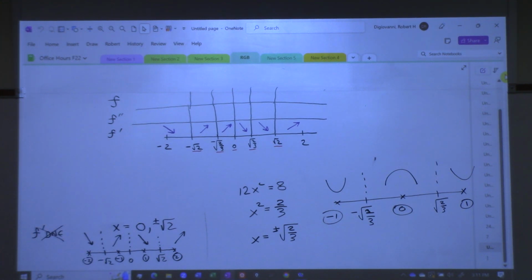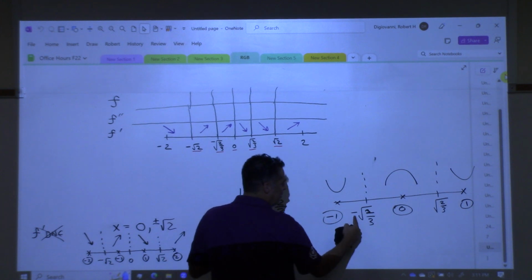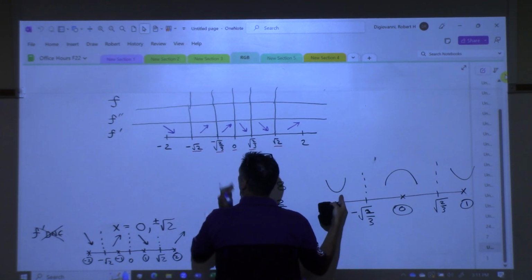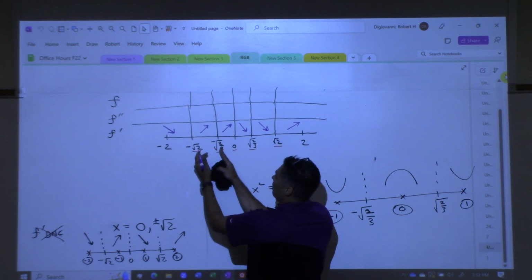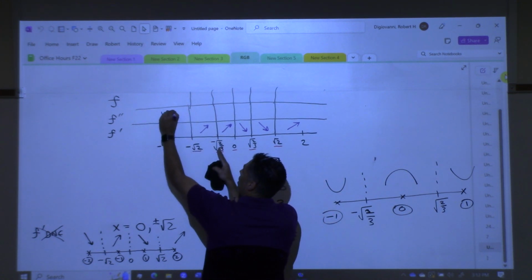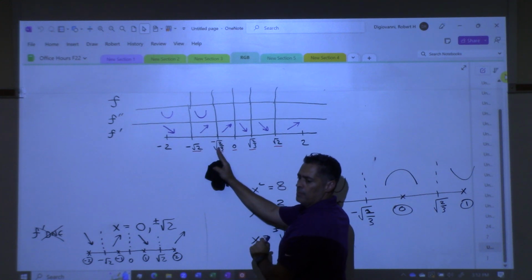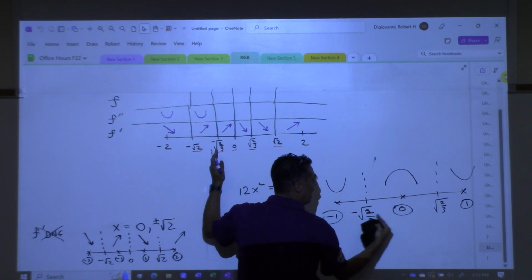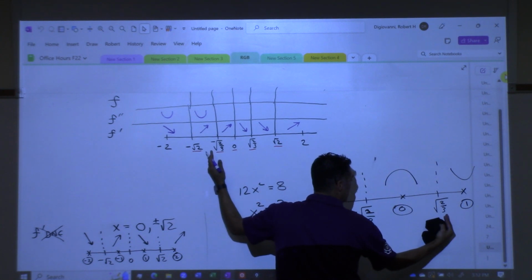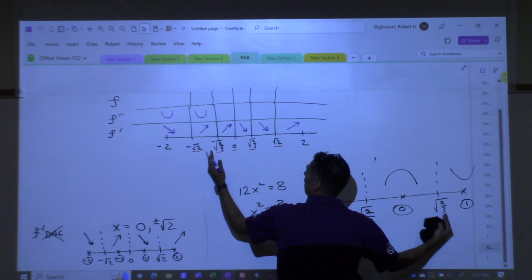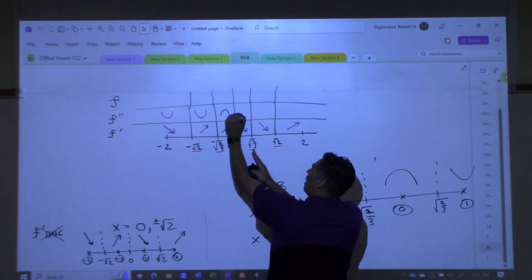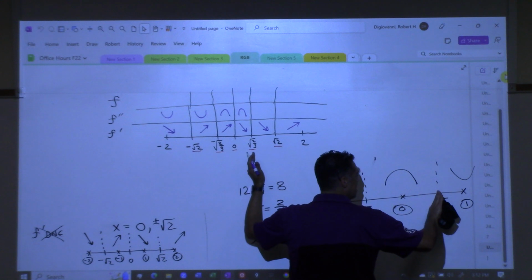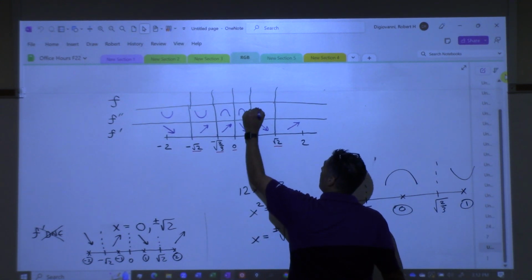Now let's look at the second derivative. To the left of negative root 2 over 3, I'm what? Concave up. Here's negative root 2 over 3, right here. To the left of that, I'm concave up. So I'm concave up, concave up. Between negative root 2 over 3 and positive root 2 over 3, I'm what? Concave down. That's between these two, I'm concave down in both of those blocks. And then once I get past that positive root 2 over 3, I'm concave up the rest of the way.